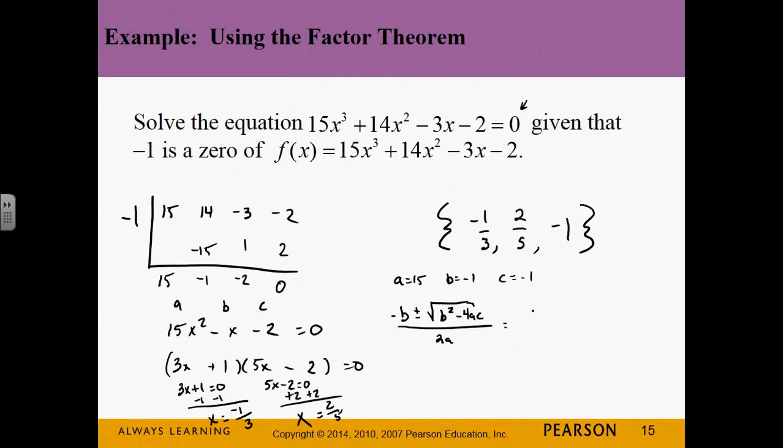So negative negative 1 is positive 1, plus or minus the square root of b squared, which is 1, minus 4 times a, which is going to give me 60, times negative 1, which is negative 60. So c is negative 2. You're right, it is. So that's going to give me 120, over 2 times 15, which is 30.